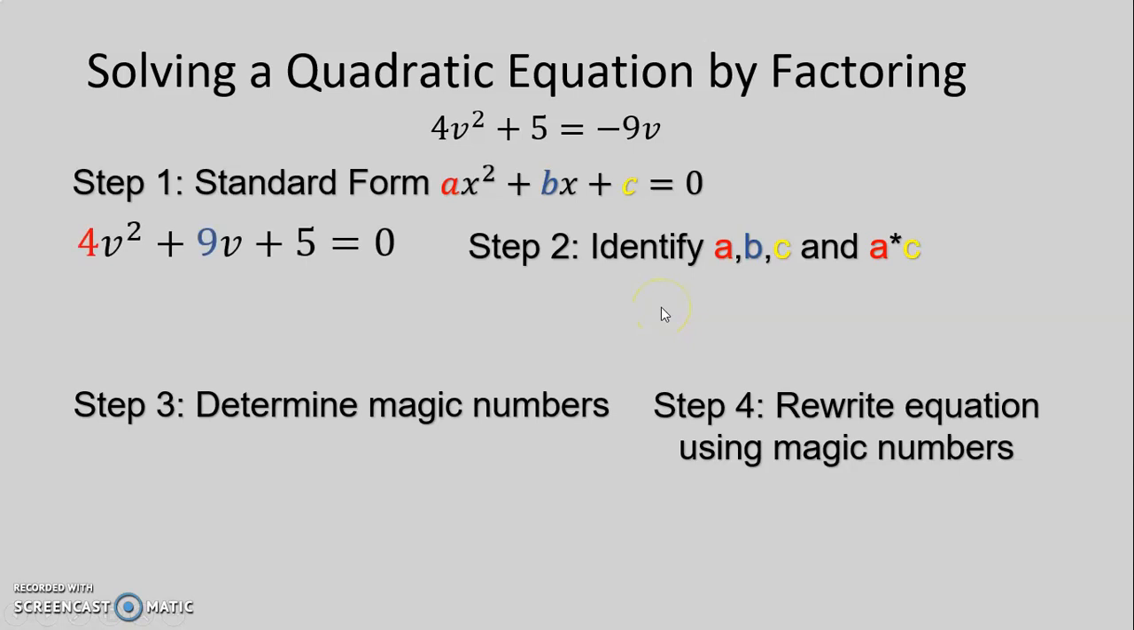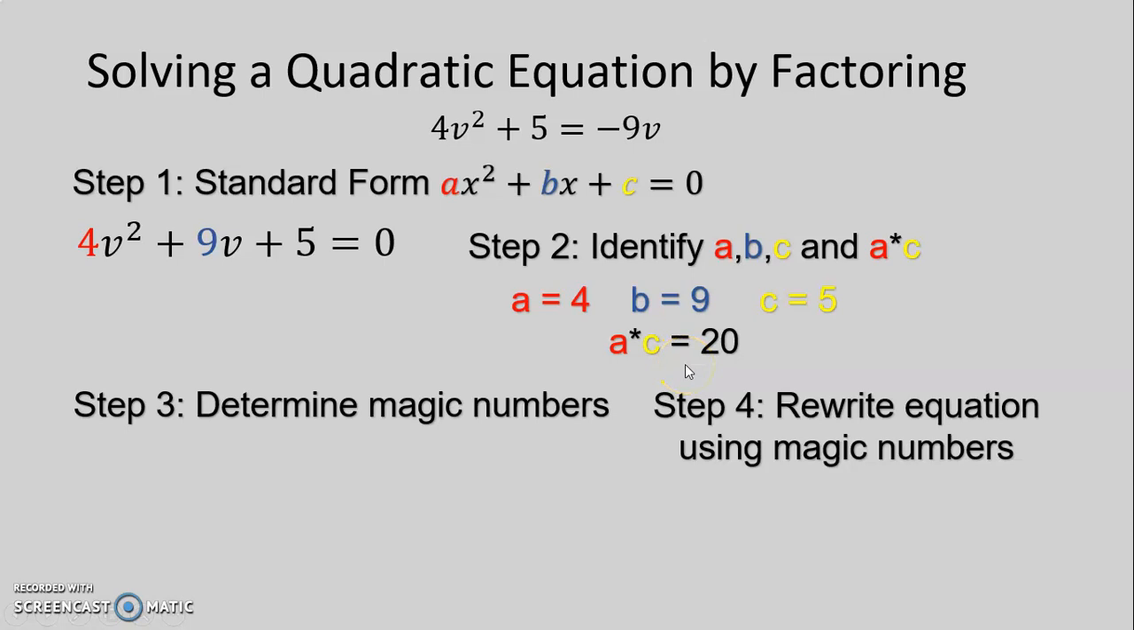Then the next step is to identify a, b, c. Okay, that's the ones that are color-coded here. So A is 4, B is 9, and C is 5. You can see that I've got those there. You'll also, for reasons that'll become clear in a moment, need to know what A times C is. So here that's 4 times 5, that's 20.